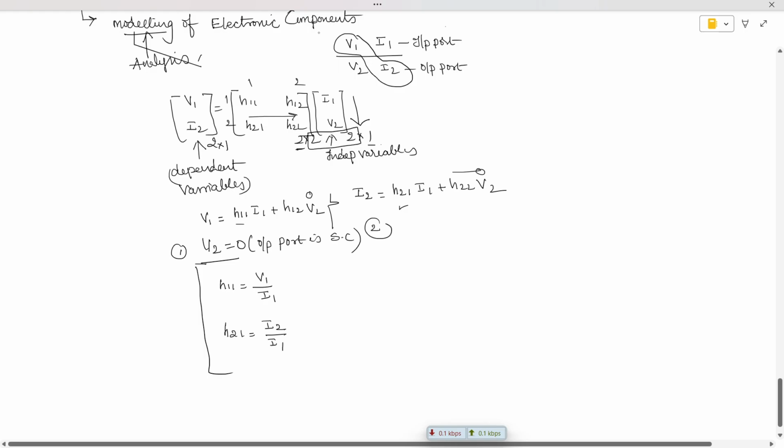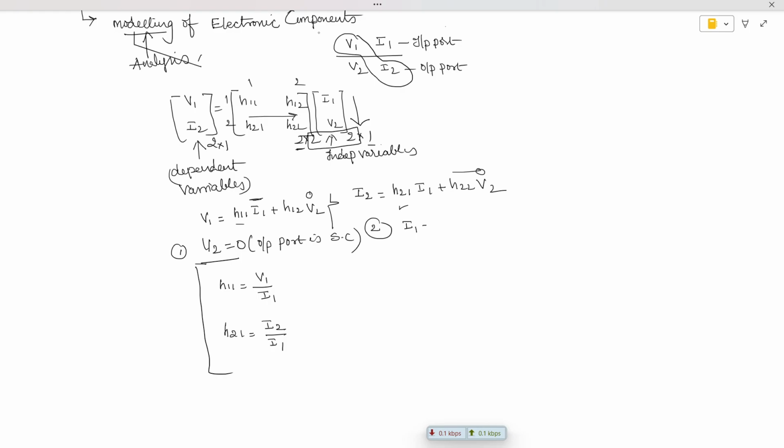For the second part, we make the input current I1 equal to 0, which means the input port is open circuited. Whenever it is open circuited, these terms will become 0. So we are going to have H12 equal to V1 by V2, and now we are going to have H22. H22 is equal to I2 divided by V2.